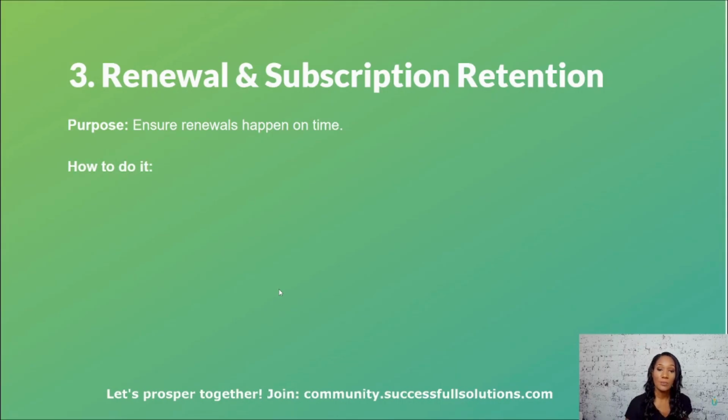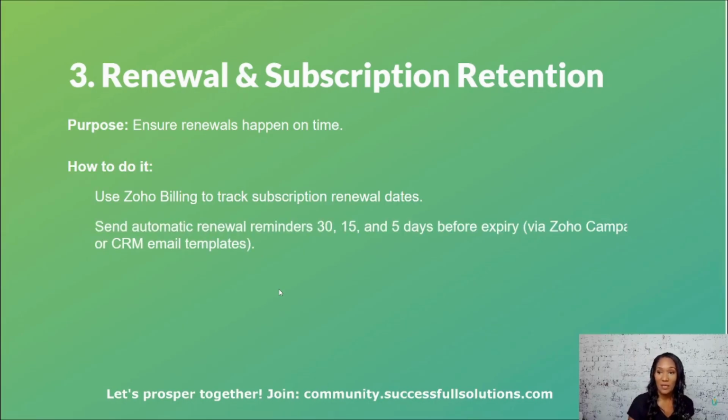The way that you would build this, you can use Zoho Billing. That's what you would use for subscriptions to track those renewal dates. You can send automatic reminders. They can be 30 days before it expires, 15, or even 5 days, just whatever you feel. And you can play around with this to see what works best for you. And you can use Zoho Campaigns or the emails inside of Zoho CRM to send those reminders.